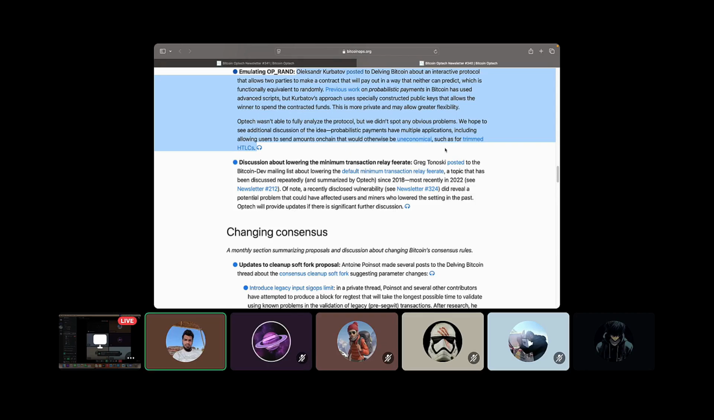Probabilistic payments have multiple applications, including allowing users to send amounts on chain that would otherwise be uneconomical, such as for trimmed HTLCs. So basically, we know that Bitcoin scripts work in a deterministic manner. The Bitcoin script works in an adiabatic environment such that it does not have access to any information outside what is provided on the stack for execution. It has no access to the mempool, it has no access to the blockchain, it has no access to any external data. Only the data that you execute on the stack is the data that the script is aware of.